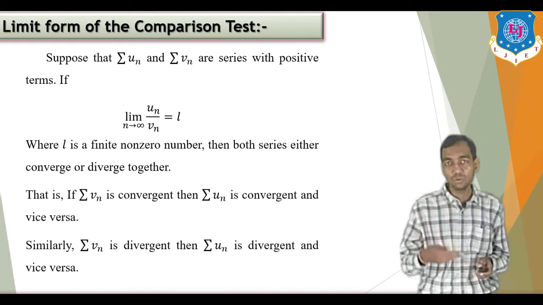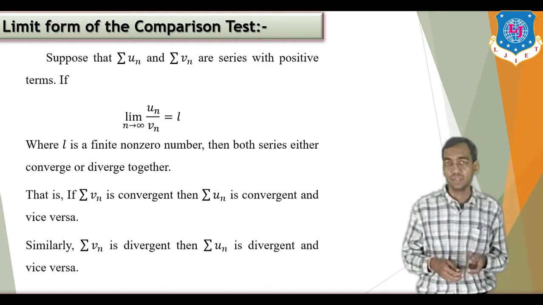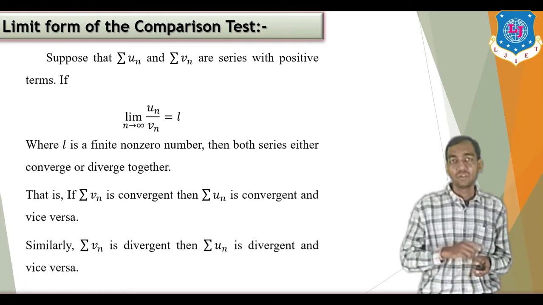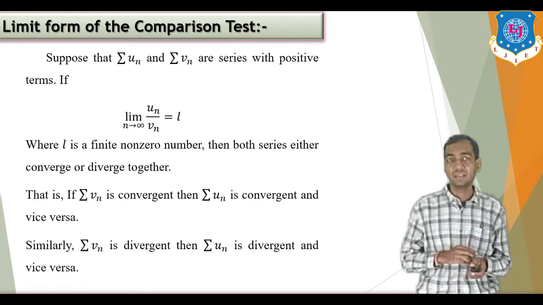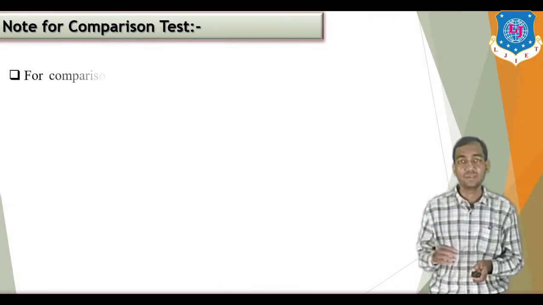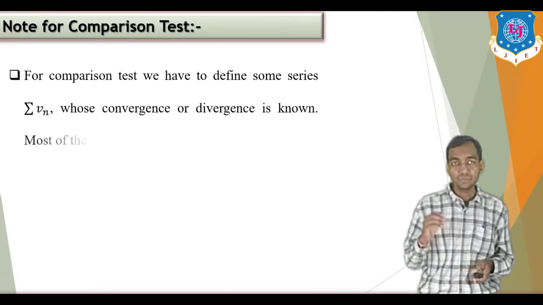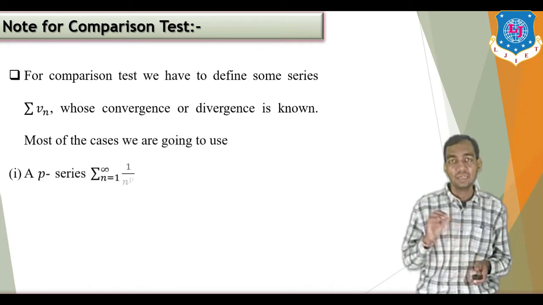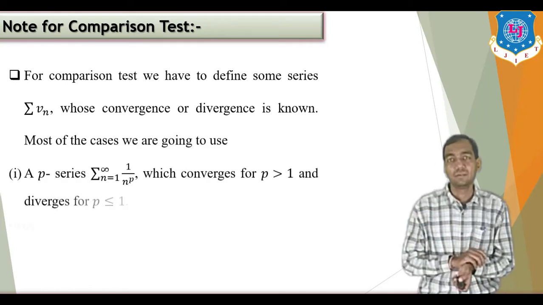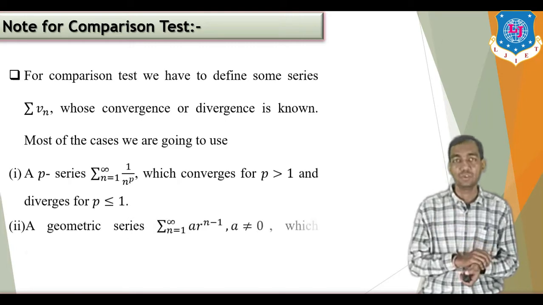Now you have to take vn yourself for the comparison test, correct? So here in the limit comparison form, what we are going to do is start with some simple simplification of the original un.